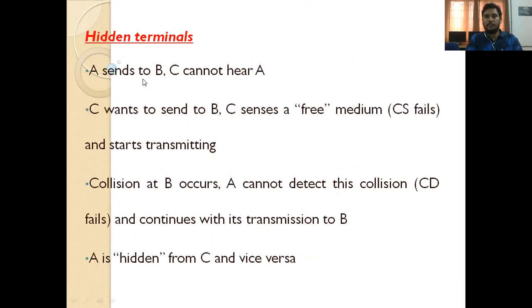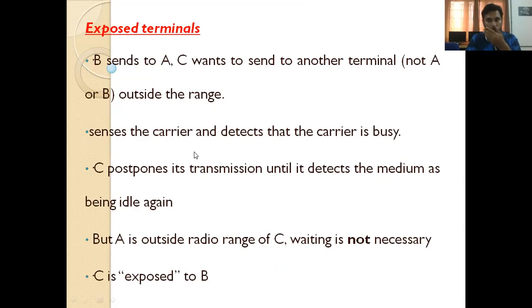That's what we discussed. A sends to B, C cannot hear it. C wants to send to B, sees a free medium, and starts transmitting. Collision at B occurs, A cannot detect this collision and continues with its transmission to B. So A is hidden from C and vice versa, that is, C is hidden from A.